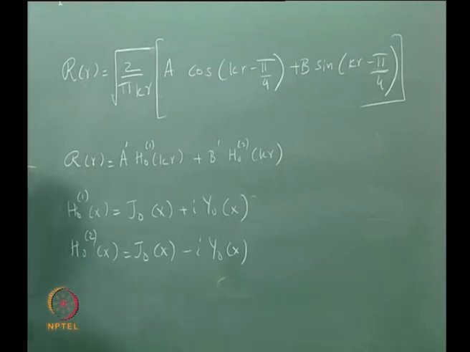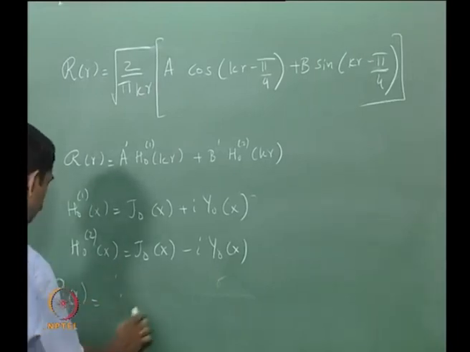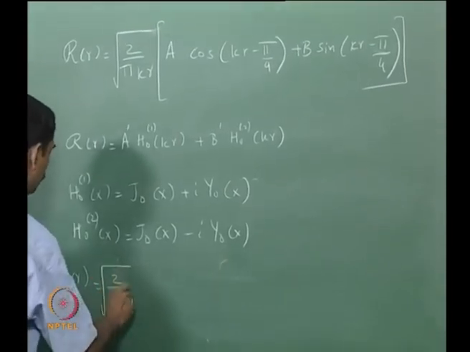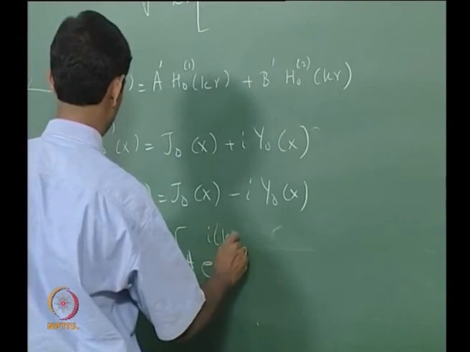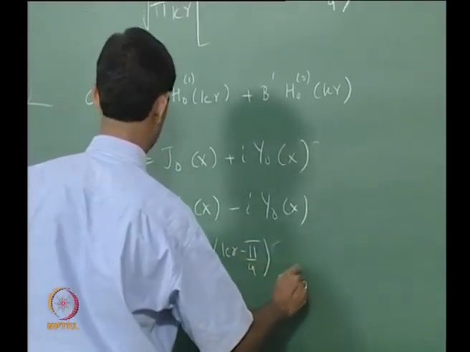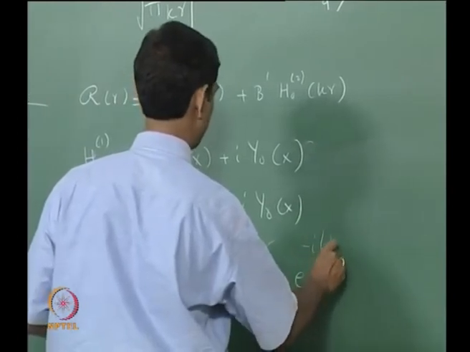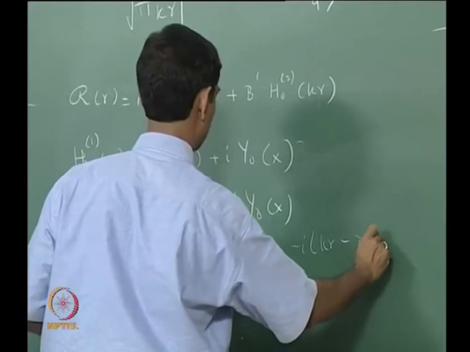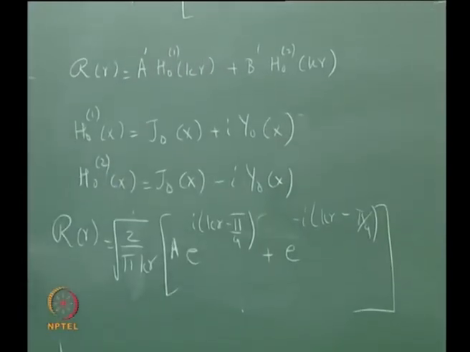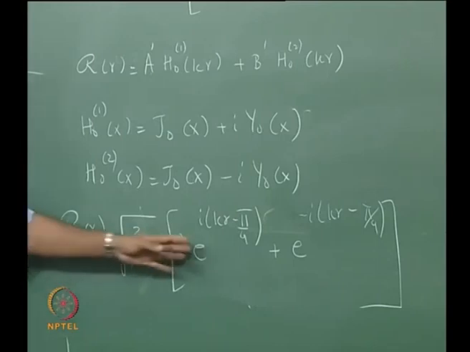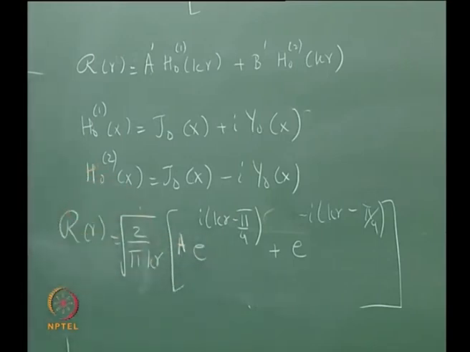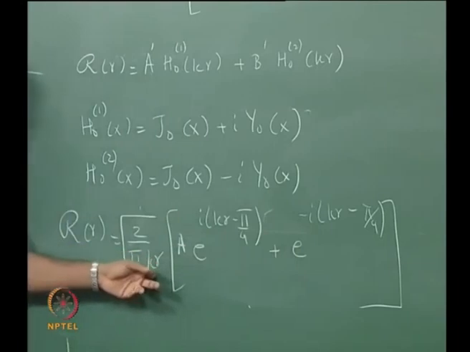So if you again go by the asymptotic formula, then you can get the following. Of course, this formula is valid only in the far field when kr is much larger than 1, but it will give you a hint that you have a progressive wave, e power ikr with a phase shift by pi by 4, similarly e power minus ikr, but divided by a root r dependence.